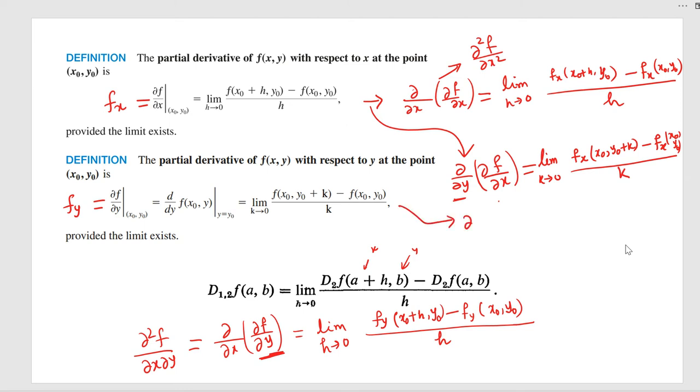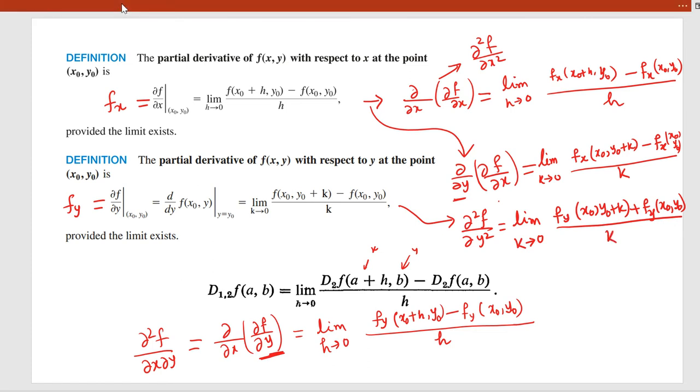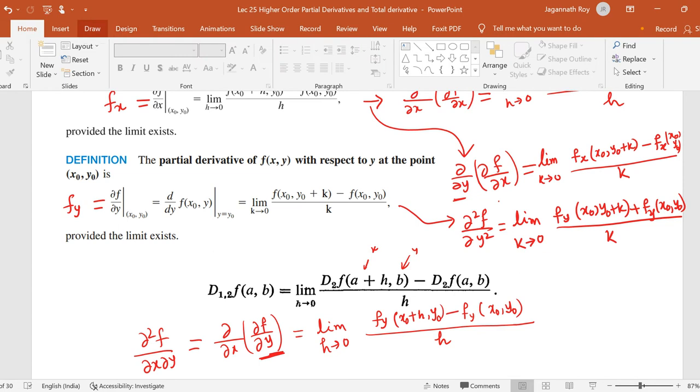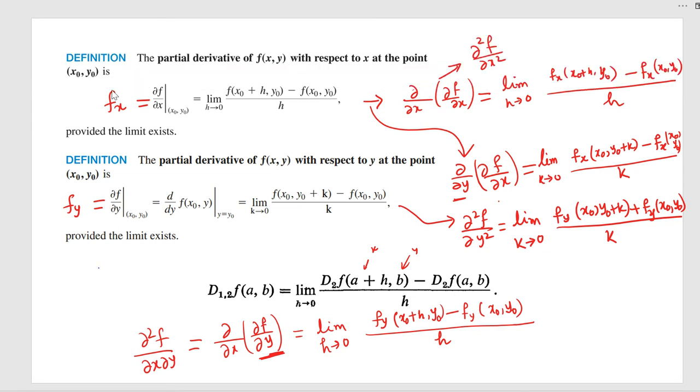Similarly, you can also define del 2 f del y2, which is nothing but limit k goes to 0 of f of x naught comma y naught plus k plus f of x naught y naught divided by k. So we can see it is possible to find out higher order partial derivatives.